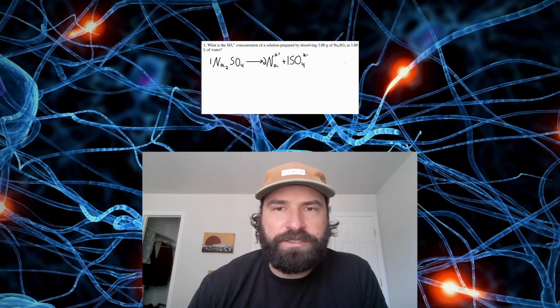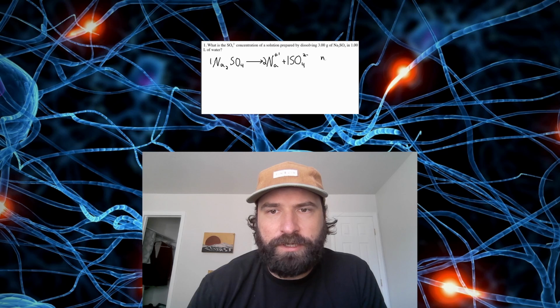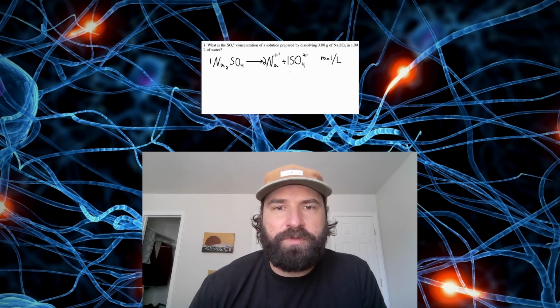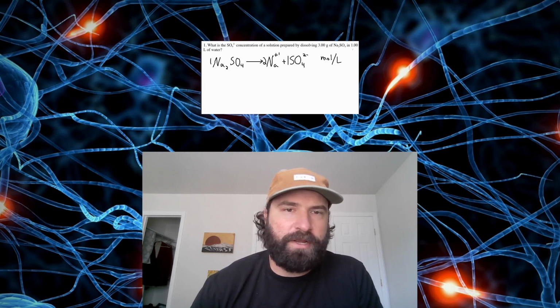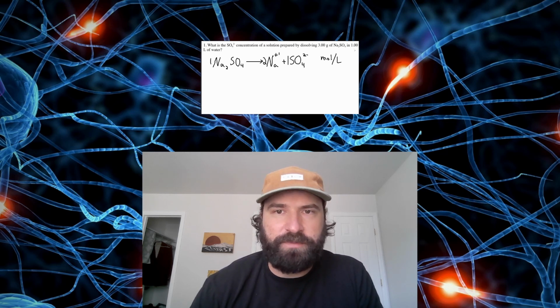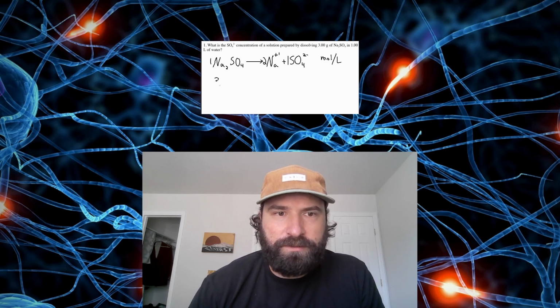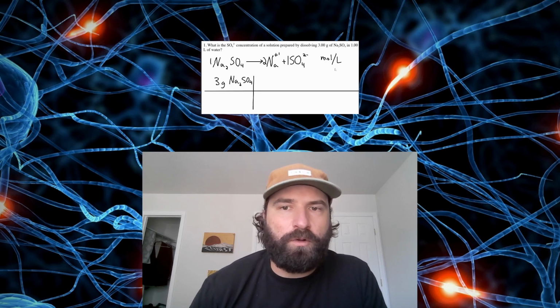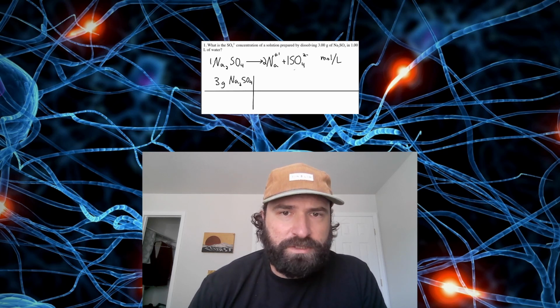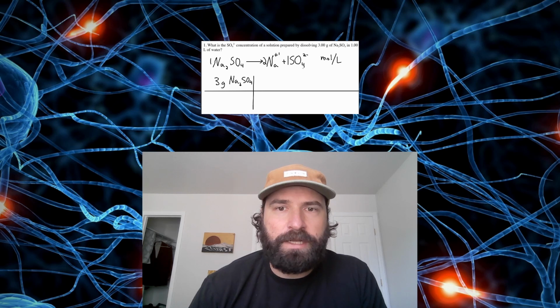They're asking for the concentration. So the concentration units are going to be moles per liter. So basically we have to figure out how many moles of SO4 are going to be in this 1 liter of water. So we already have 1 liter of water, so not a ton of calculation to be done there. But we're going to use dimensional analysis to get there. So we're told that we're starting with 3 grams of sodium sulfate. And again, my ultimate goal is to get to moles of SO4.